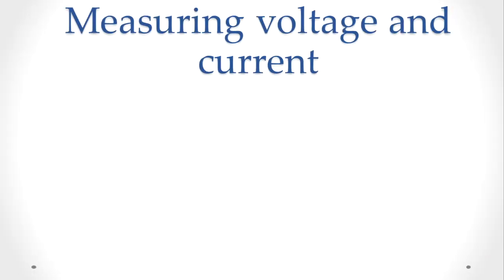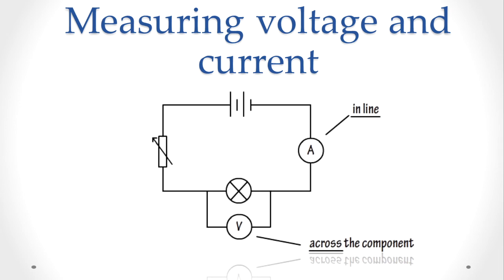Alright, so this is just a diagram of what it looks like. That's very clearly a parallel connection there across this bulb, and then this ammeter is in line of the path where it wants to measure the current, and it's in series, it's not in parallel.